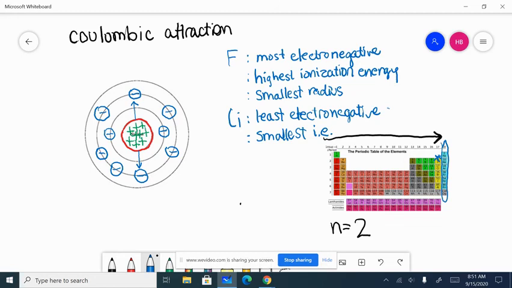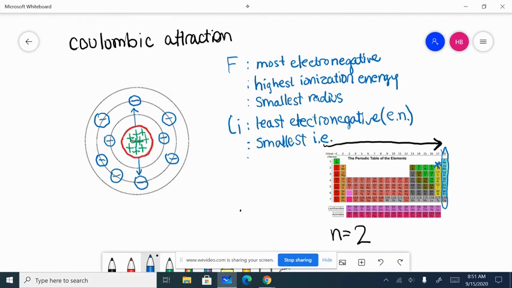And we're going to start to abbreviate these guys. Electronegativity is going to be EN, and ionization energy is going to be IE. He also has the largest radius in the second principal energy level.